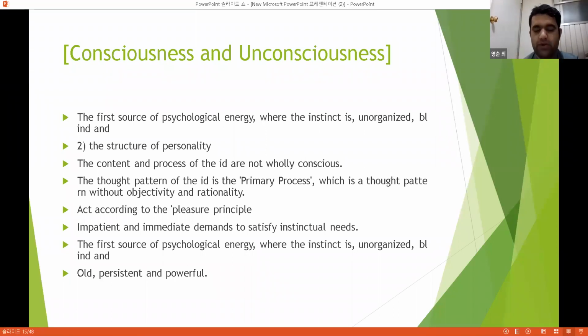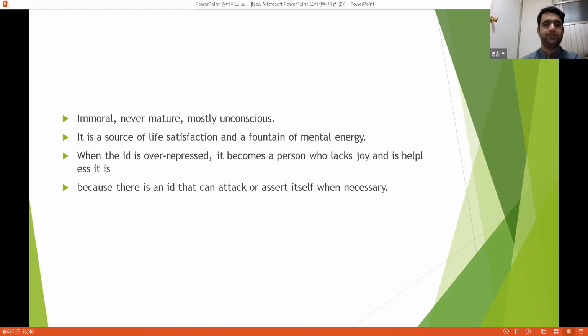So, summarizing the situation, when a person is in an unconscious situation, right? In the conscious situation, a person understands what is going on. In the unconscious situation, or in unconsciousness, the person is not aware of what is going on around his environment. Immoral, never mature, or mostly unconscious, it is the source of life satisfaction and the fountain of mental energy. And when the ID is overpressed, it becomes a person who lacks joy and is helpless, because the ID cannot attack or assert itself when necessary.